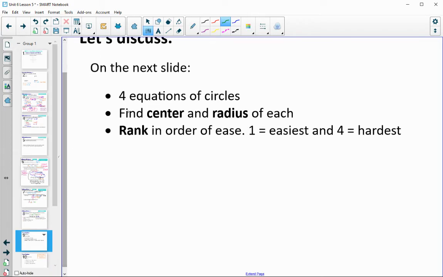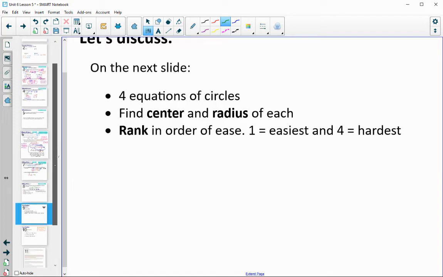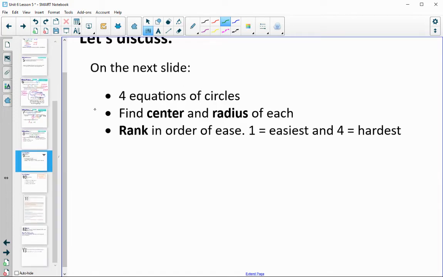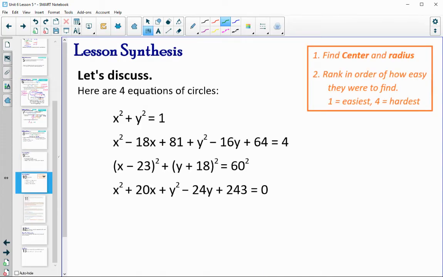On the next slide, you're going to get 4 equations of a circle. I want you to find the center and the radius of each, and then I want you to rank them on which one you thought was easiest, which one you thought was hardest, and then in between, 1 through 4. So take a look at these. These are all equations of circles. Find the center and the radius of each, and then rank them. You can pause the video and try that, then come back.